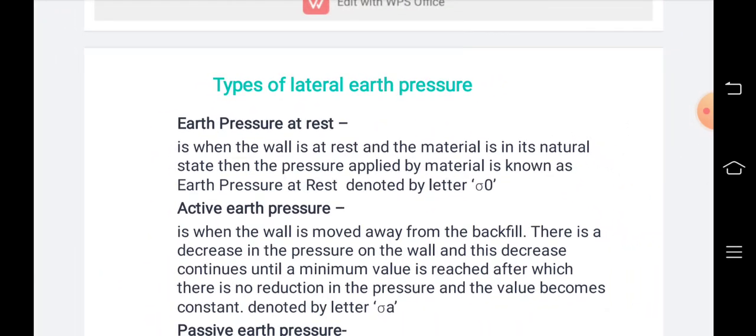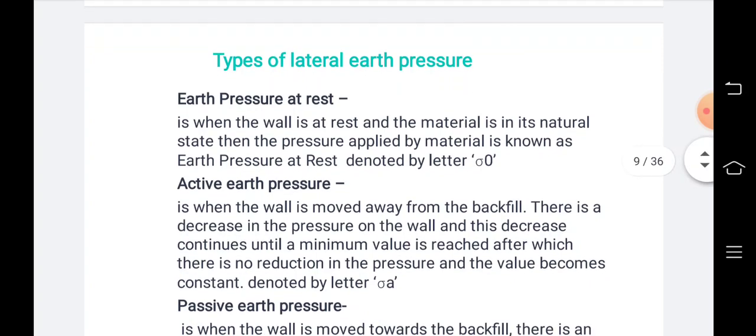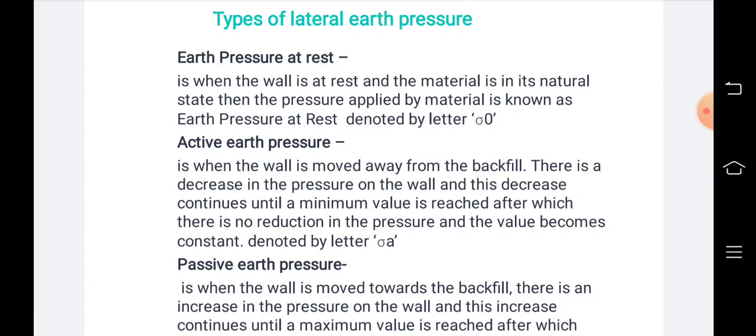So let us see one by one. By definition, by this slide, earth pressure at rest is when the wall is at rest, meaning the material is in its natural state, and the pressure applied by the material is known as earth pressure at rest. Then active earth pressure means the wall moves away from the backfill, there is a decrease in pressure on the wall, and it decreases continuously until the minimum value is reached, after which there is no reduction in pressure and the value becomes constant, which is denoted by sigma A, or we can call it Pa.